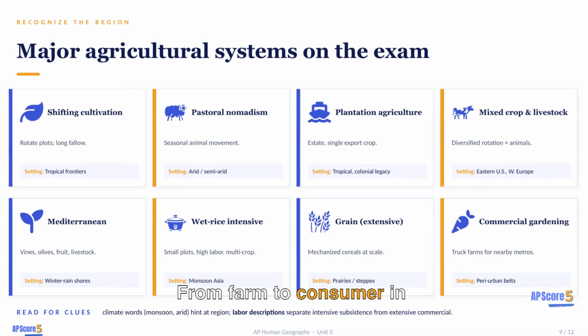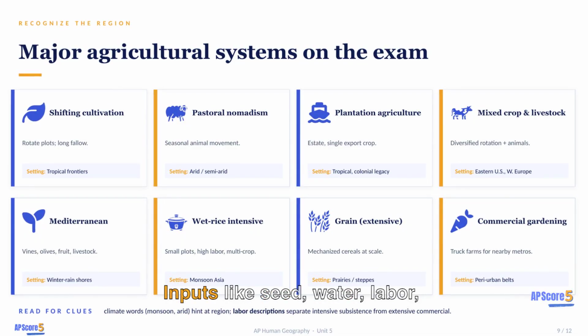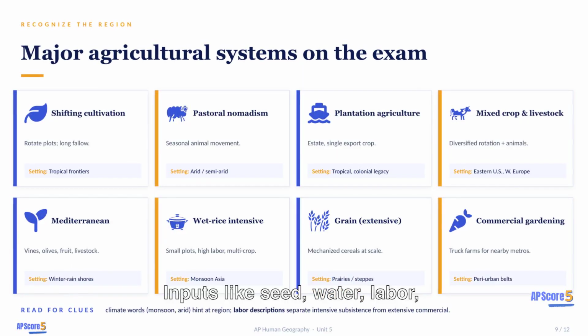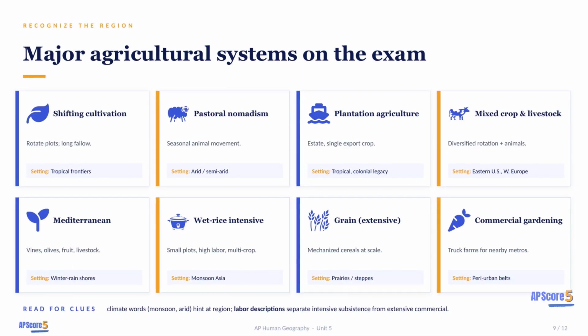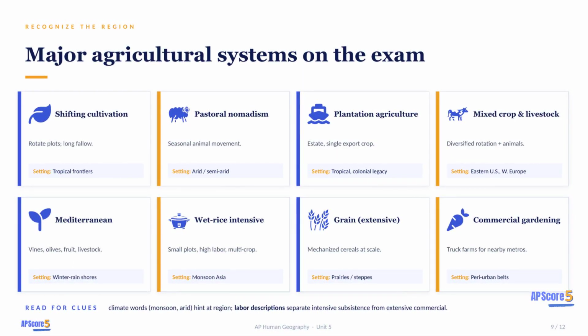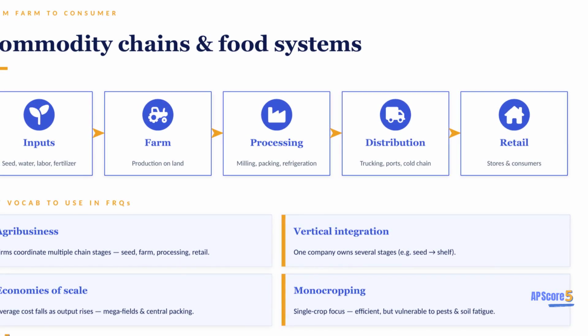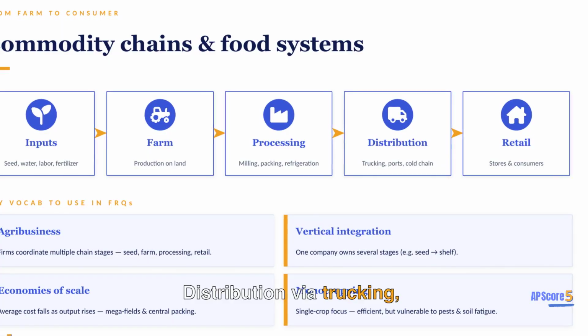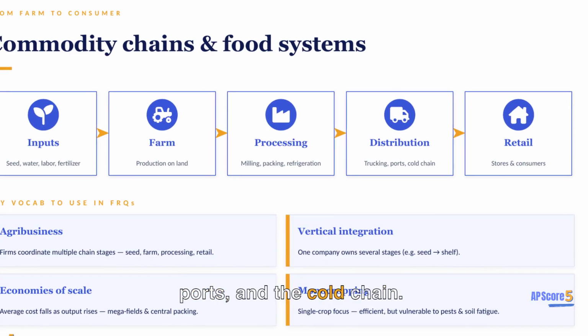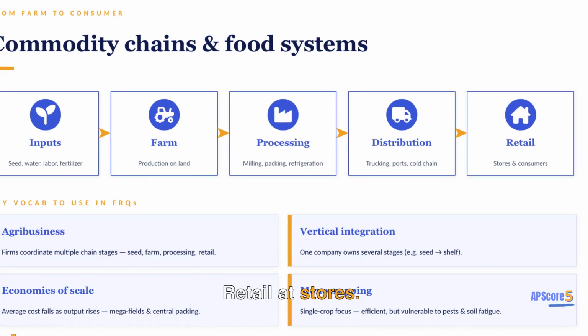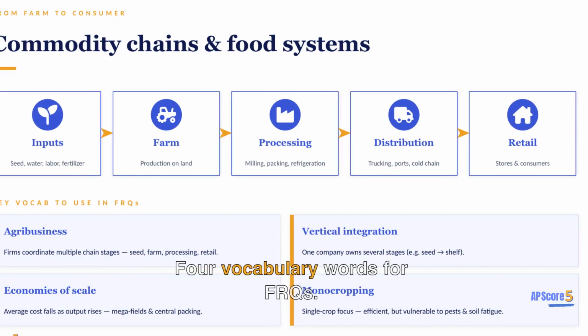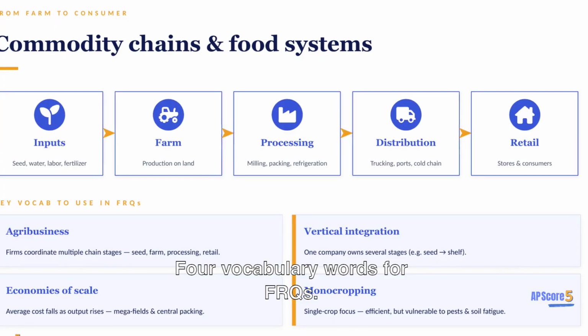From farm to consumer in 5 stages. Inputs like seed, water, labor, and fertilizer. Farm production on land. Processing through milling, packing, and refrigeration. Distribution via trucking, ports, and the cold chain. Retail at stores. 4 vocabulary words for FRQs.